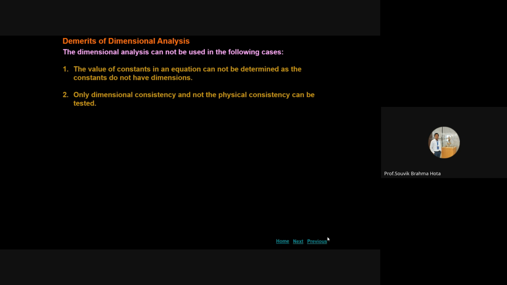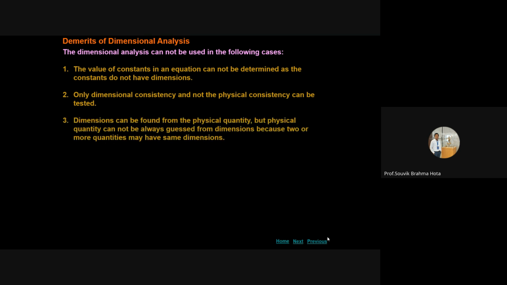But now, the demerits of dimensional analysis. Dimensional analysis cannot be used in the following cases. The value of the constant in an equation cannot be determined, as constants do not have dimensions. Only dimensional consistency, and not physical consistency, can be tested. Dimensions can be found from physical quantities, but physical quantities cannot always be guessed from the dimensions, because two or more quantities may have the same dimension.